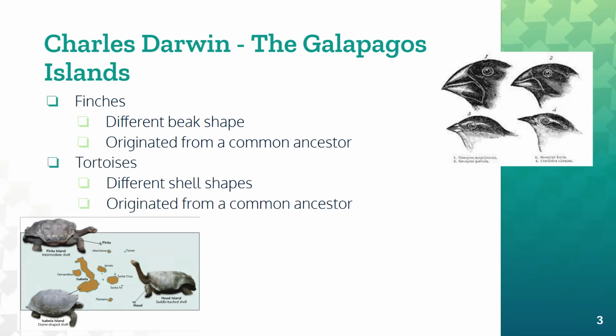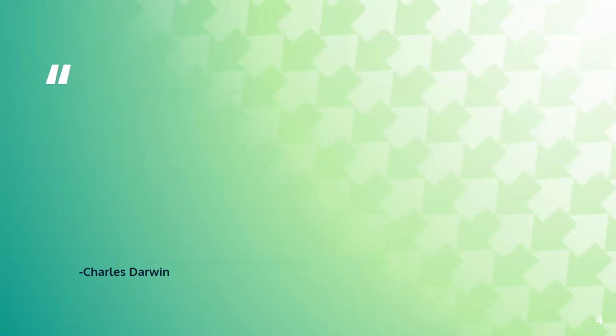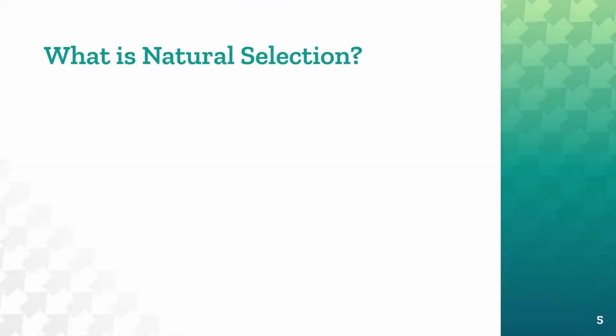As he pieced all of the information together, he came up with his famous theory, the theory of evolution. He concluded that evolution, or change over time, is the process by which modern organisms descended from ancient organisms. So now that we know a little about Charles Darwin and his theory of evolution, let's talk about natural selection.